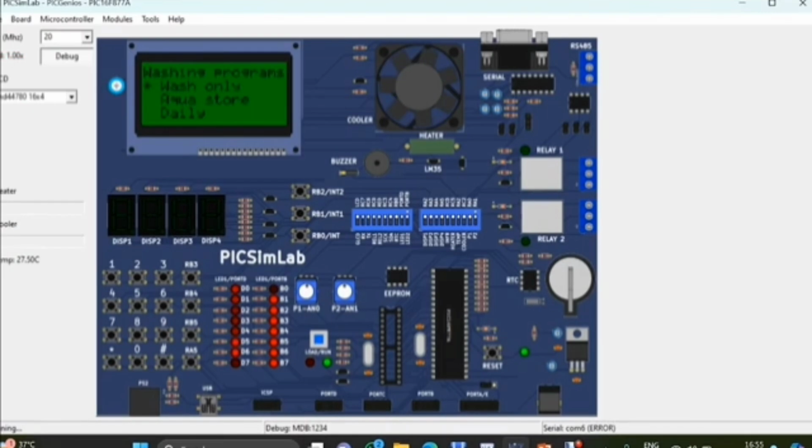We can also use this project for other projects, not only this one, using the PIC microcontroller board and MPLAB IDE. That is all about this.